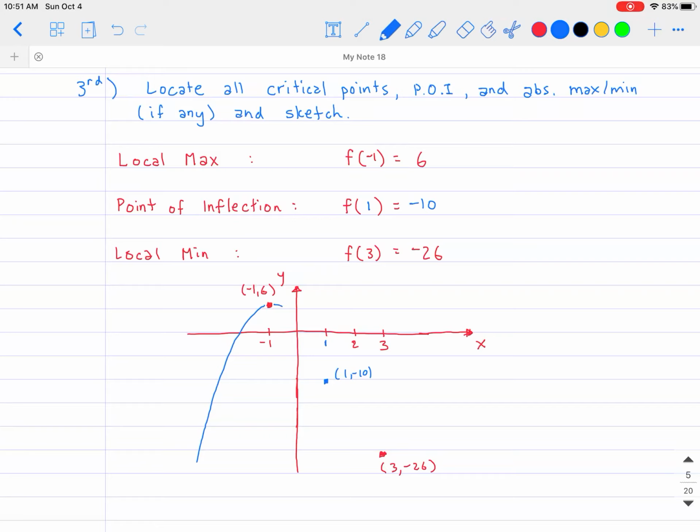So first we're going to increase with concave down. And then afterwards, you're going to decrease with concave down. And then afterwards, you're going to decrease with concave up. And then finally, you're going to increase with concave up. So this right here will be kind of like a rough sketch of what the graph actually looks like.